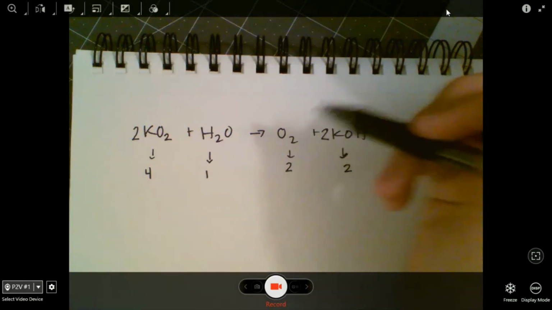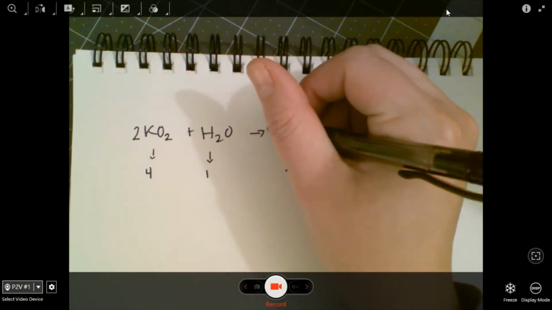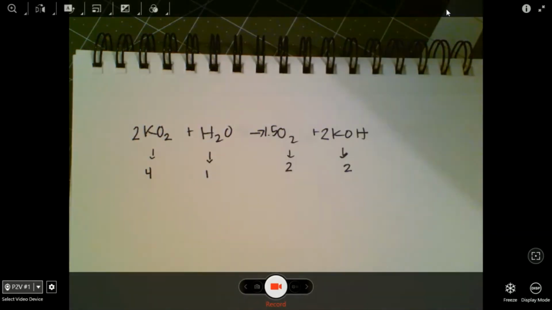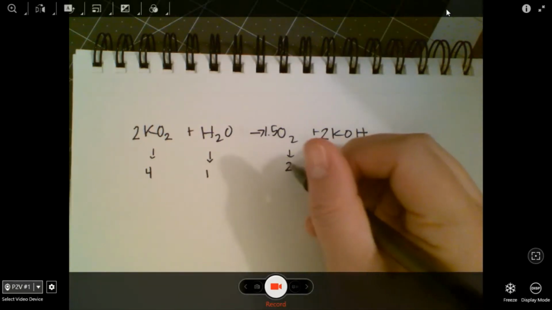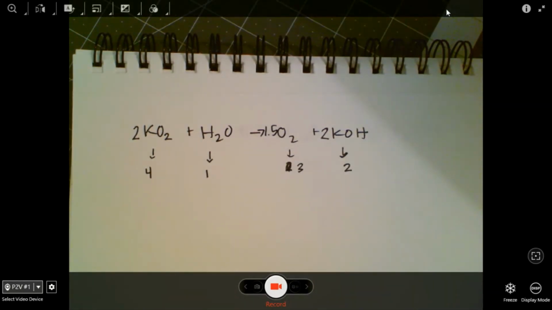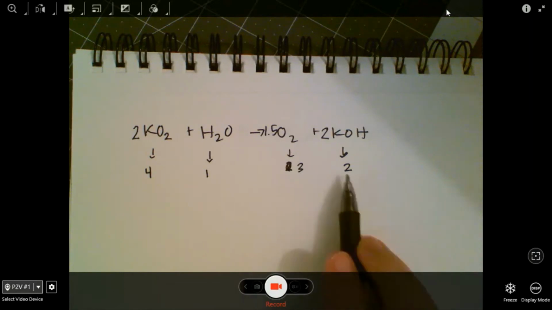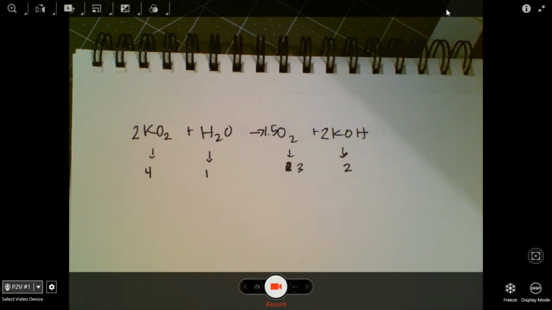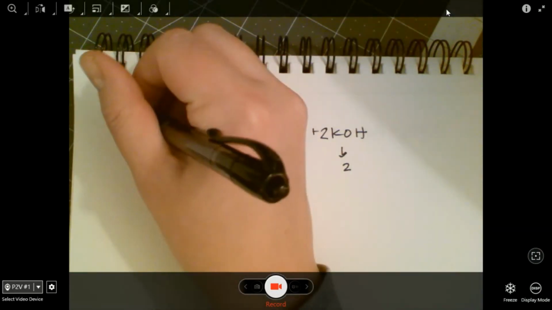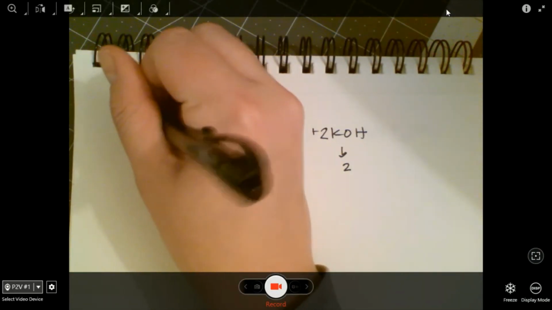So if you think about the oxygen here, if I would be able to put a coefficient of 1.5 in front of the oxygen, I would have 3 O's then, and then I would have 2 on the KOH, and I'd add up to 5, and I'd be balanced. However, when we talk about balancing equations, we want whole numbers in front. So to fix that, what I'm going to do is I'm going to multiply every coefficient by 2.